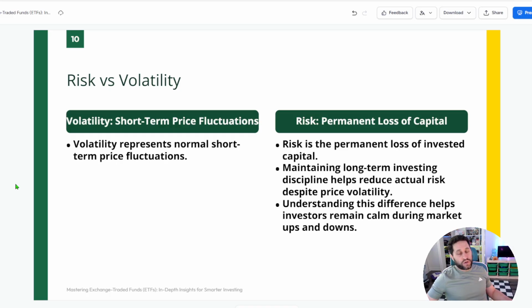So, risk versus volatility. Volatility is basically the normal short-term price fluctuation. QQQ, for example, is tech stocks, so if one company doesn't perform well that day, there's going to be short-term volatility. And risk is more permanent. Risk is, what is the risk of investing? You could lose it all. So the risk is more long-term, whereas volatility is more short-term.